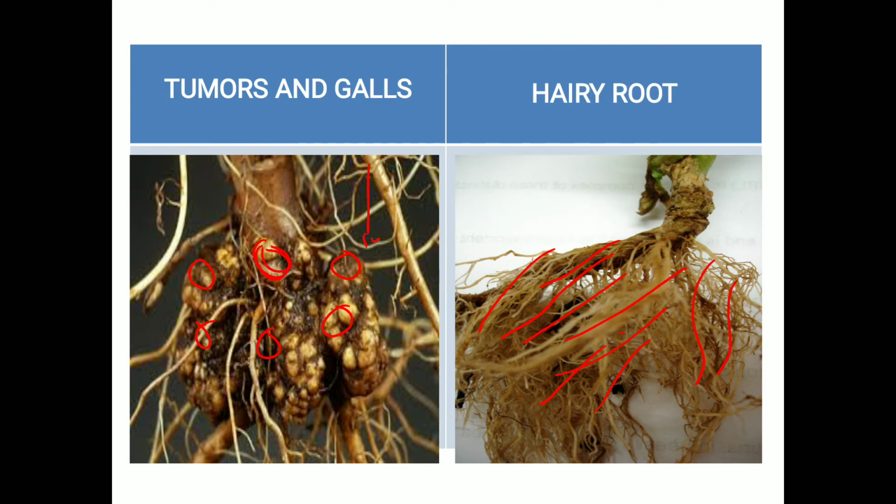Here a tumorous structure is observed on the leaves, and sometimes the tumors or gall-like structures are observed on the roots. The knot-like structures observed on the roots are called tumors. Tumors are larger in size, and galls are similarly knot-like structures but smaller in size. It is due to infection of bacteria, for example Agrobacterium tumefaciens.